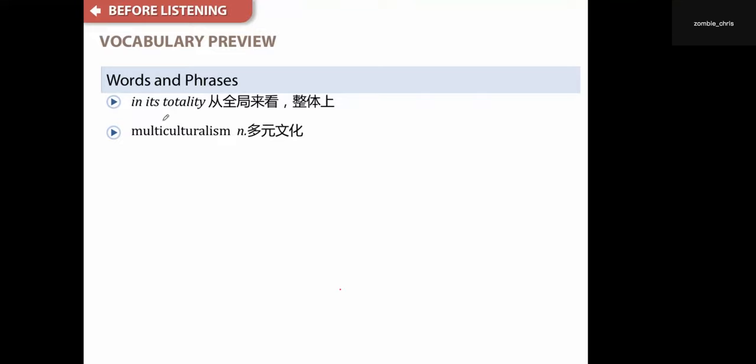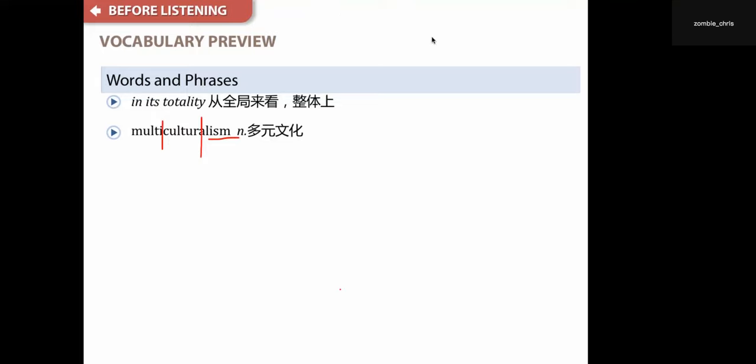Here, multiculturalism, we have the prefix multi, which means many. We have the word root, culture. We have al, which is the suffix for changing a noun into an adjective. So we talk about culture, and we talk about something being cultural. And then we have this ISM on the end.